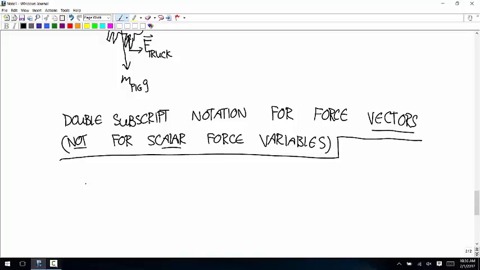And this notation is, we're always going to write the force on one body by another body as the force something, something. And in this case, FAB means the force vector on body A by body B.